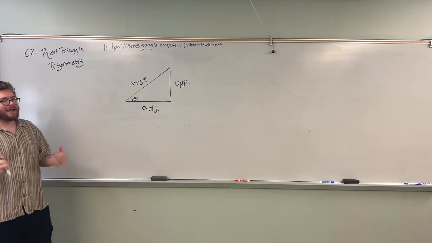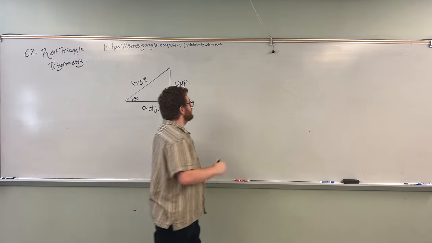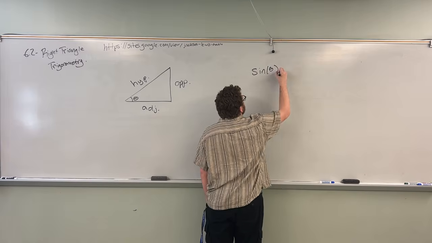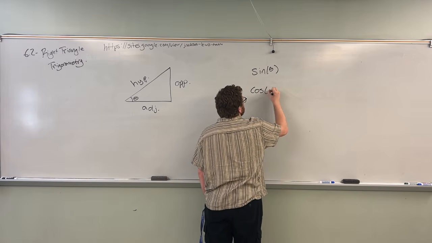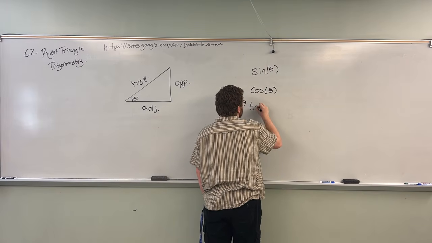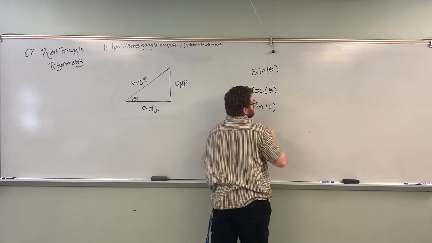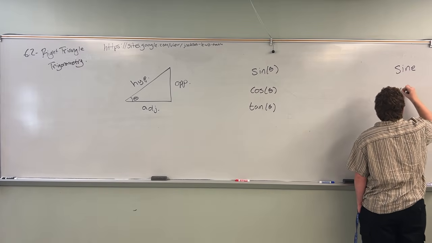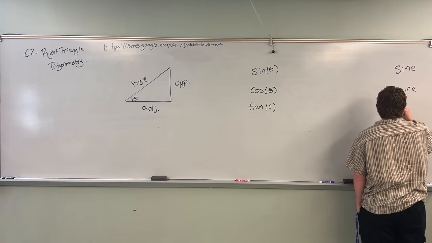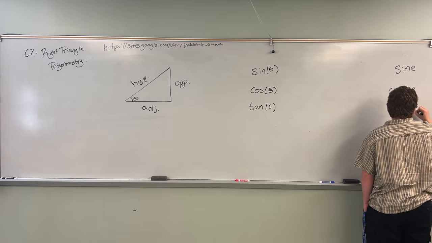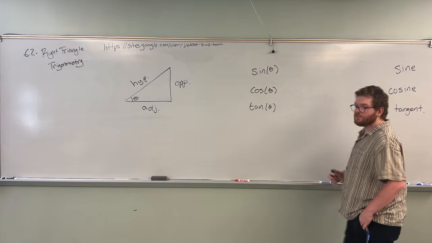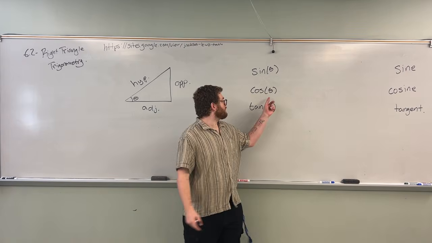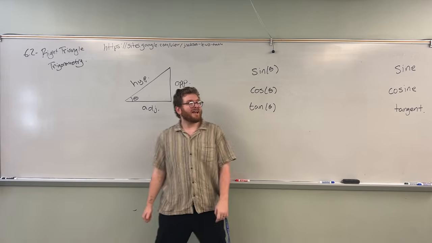The three main functions that we talk about in trig are sine of theta, cosine of theta, and tangent of theta. Spelled out, that's sine, cosine, and tangent. So they take in an angle as their argument, right? The thing that the function takes in is the argument. And then it spits out a number.